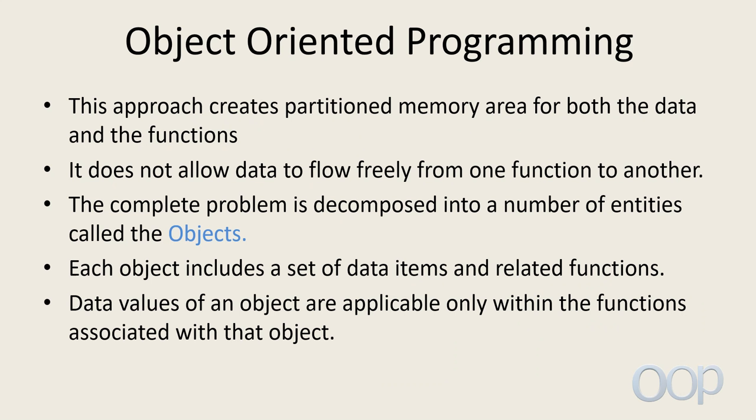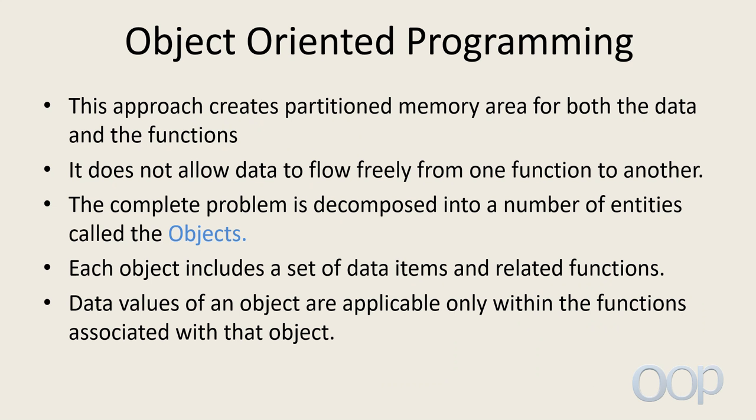It does not allow data to flow freely from one function to another. So there is a restriction, so that the data will not flow from one function to another freely. It's unlike POP, right? In procedural programming language, you have data which is globally declared, so it can flow freely. But in object oriented programming, it does not allow the data to flow freely.